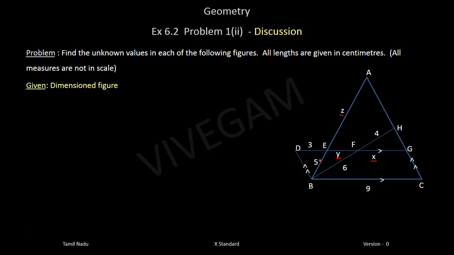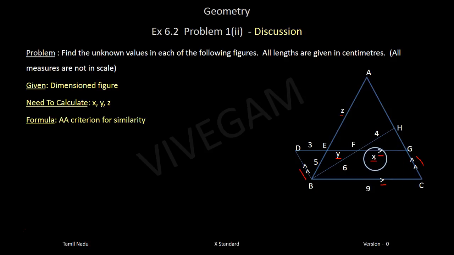So given the dimension figure, we need to calculate x, y, z. Then what is the criteria? It's AAA criteria, because the moment you see these lines are parallel, you can use AAA criteria to show that two triangles are similar. So these are some of the hints which you'll have to pick up, right? So this is parallel to this line, and this line is parallel to this line, right? So these are all the useful things which you'll have to pick up from the figure. And you'll have to also get that clue. So first you have to calculate x, then you'll have to calculate y, then you'll have to calculate z. So that is how they have given.